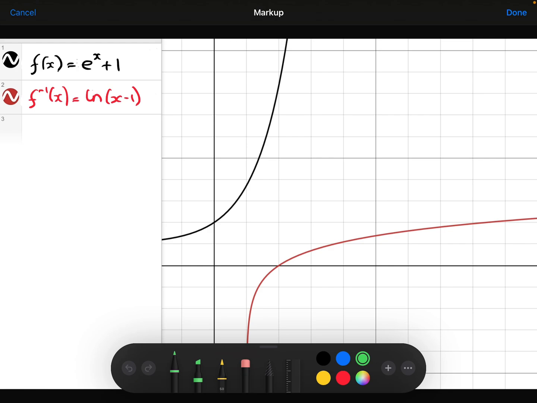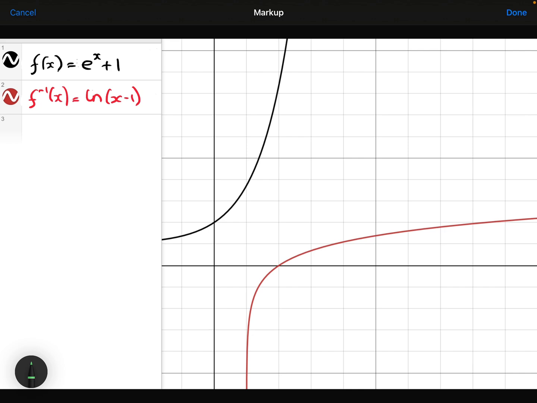So in black here, we've got e to the power x plus 1. And in red here, we have the ln of x minus 1. And I hope that you can spot something. If you can't, hopefully you can see now by me putting this dotted line in, or this mirror line in. This is the mirror line y equals x. I hope that you can see that they are reflections of one another. The inverse function is a reflection in the line y equals x.